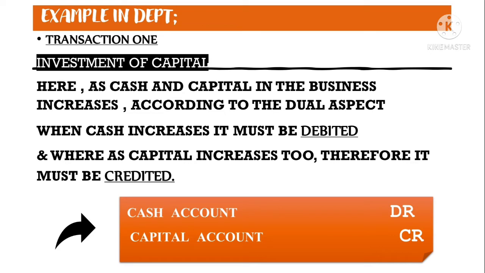As mentioned in the previous video, resources in the business equal resources supplied by the owner. A equals C. Therefore here, cash is an asset. When an asset increases, it must be debited. When capital increases, it must be credited. Double entry: cash account debit, capital account credit.